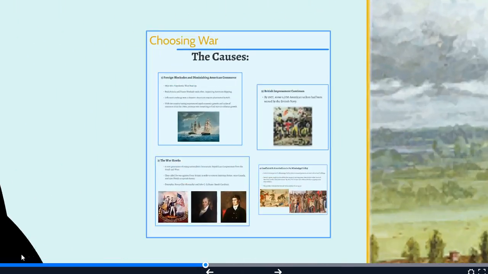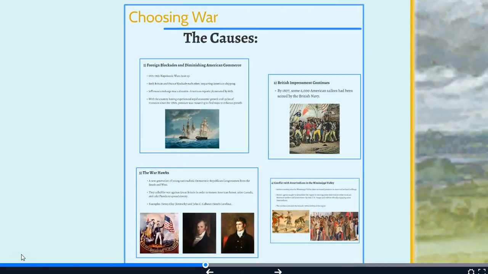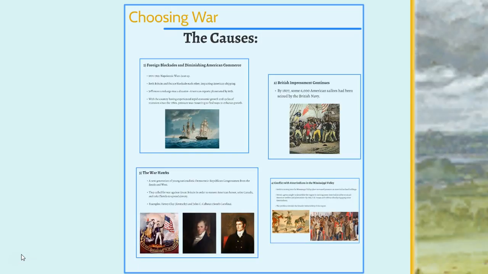But what we're going to see, ironically, is that it's going to be President James Madison who is going to lead the country into war. And when you think about this War of 1812, really keep in mind that in many ways this is a war of choice. This is the United States making the active decision here to go to war with Great Britain.